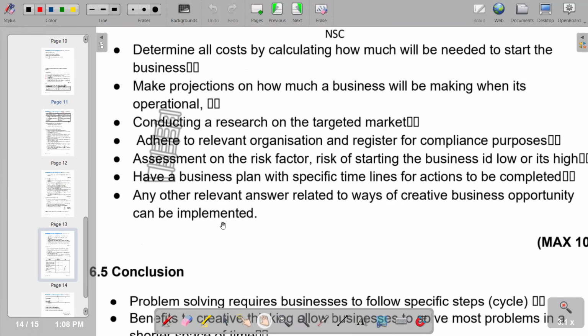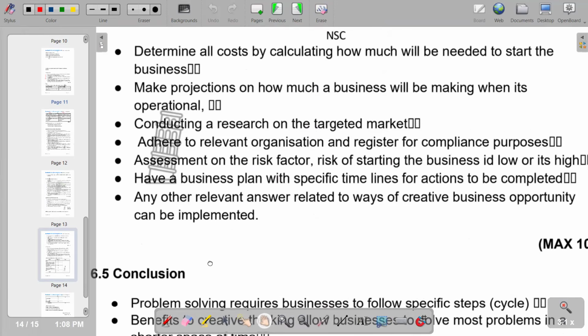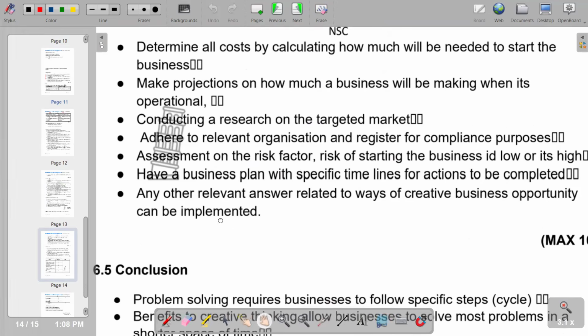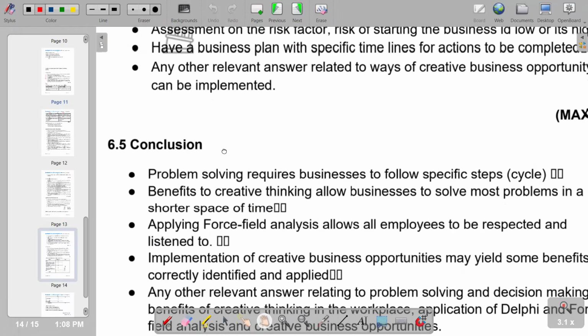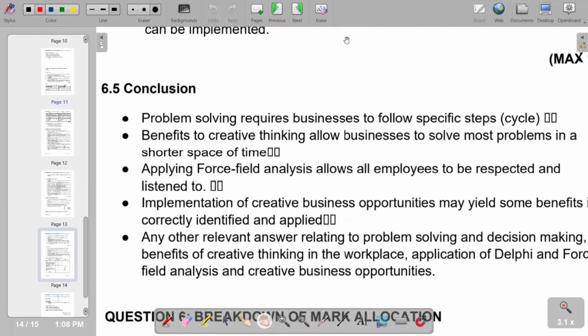And lastly, obviously, you are supposed to end your essay with a conclusion. So this is going to be your typical conclusion according to the essay that we are looking at.